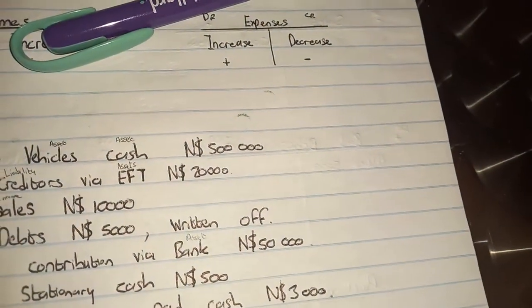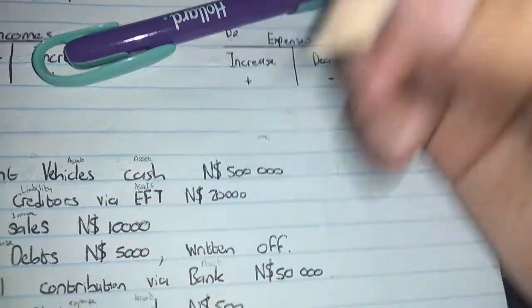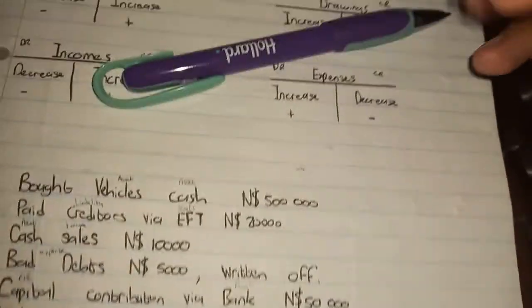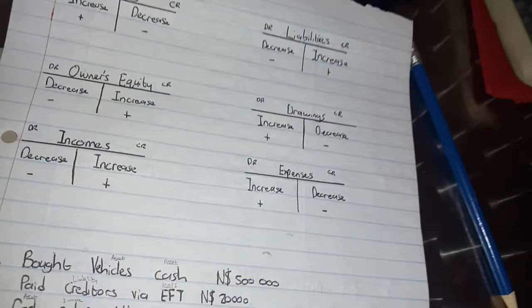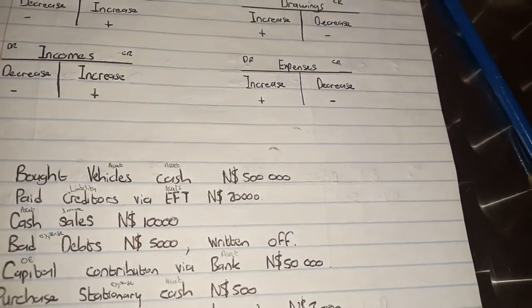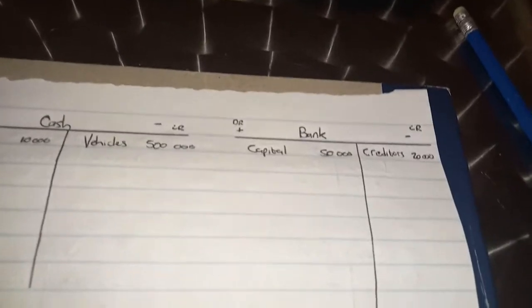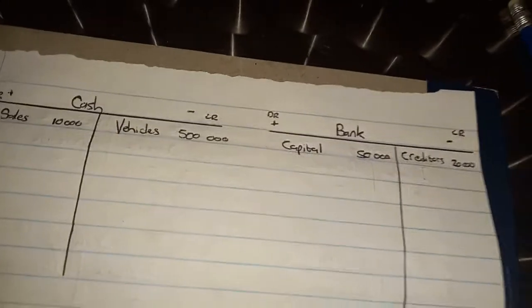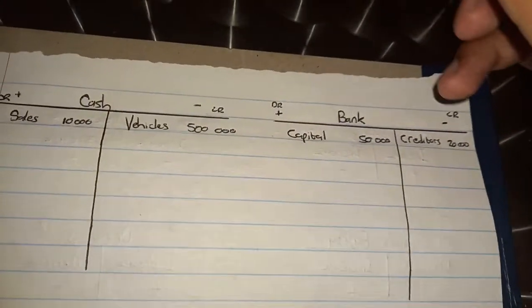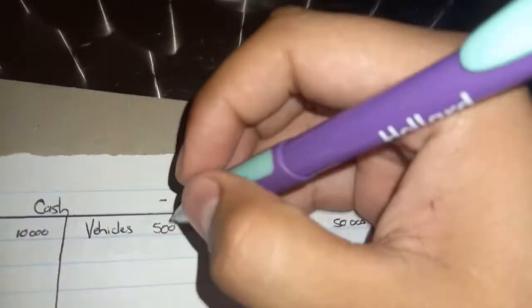Number 6, purchase stationery with cash worth $500. So stationery is an expense and cash is an asset. So your stationery expenses increase on the debit side and decrease on the credit side. Assets increase on the debit side and decrease on the credit side. Thing with accounting is you're going to parrot stuff a lot until it just becomes second nature. So the amount for that stationery was $500 that you paid for.